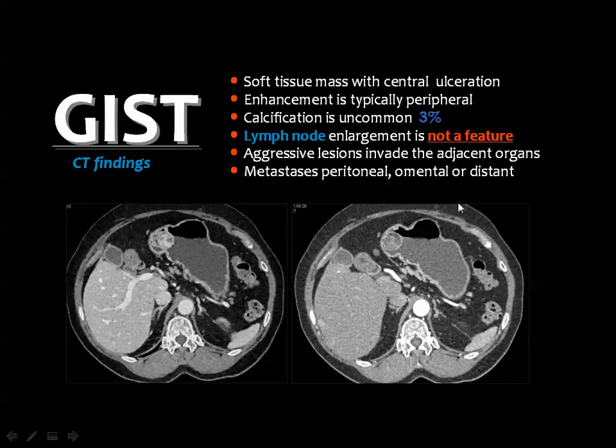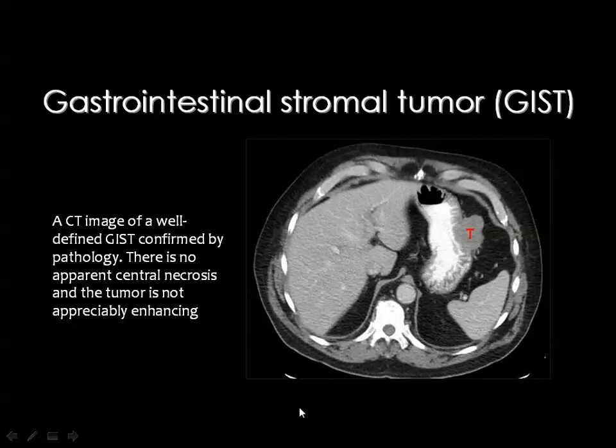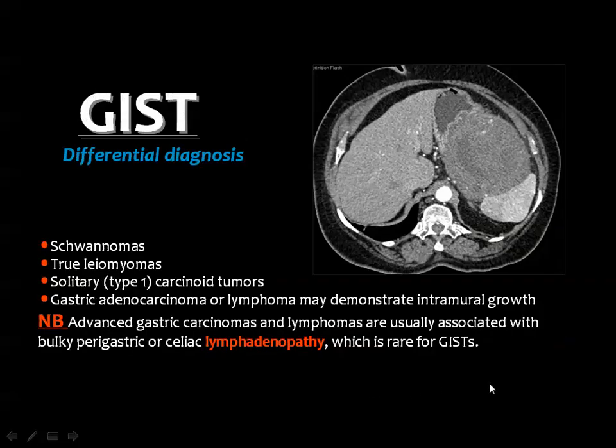Then aggressive lesions will invade the adjacent structures and will give metastasis to the peritoneum and omentum, or even distant metastasis. This is the CT scan of the abdomen showing a tumor, lobulated outline along the greater curvature of the stomach, and this was a GIST tumor. And here you see a big one originating from the greater curve of the stomach with exophytic extension into the retrogastric area.